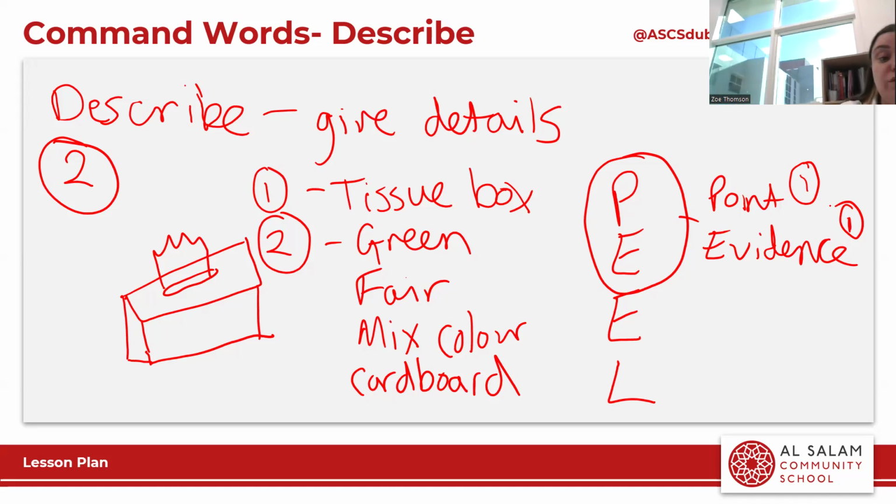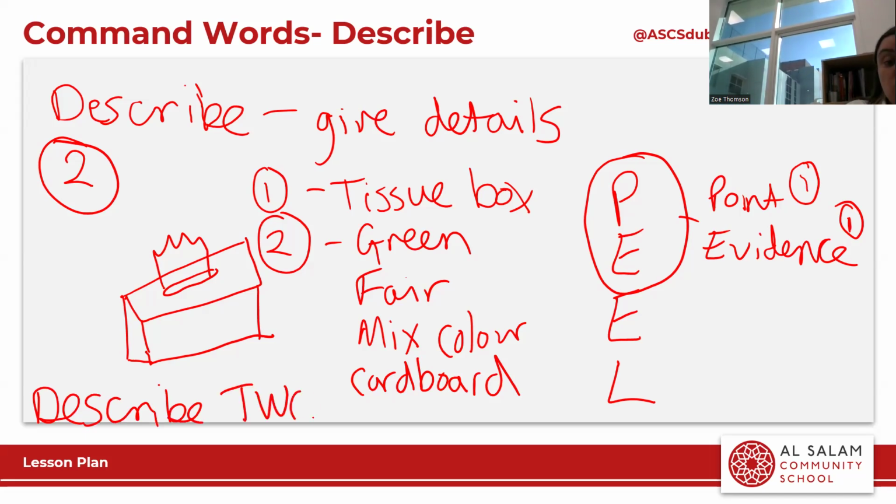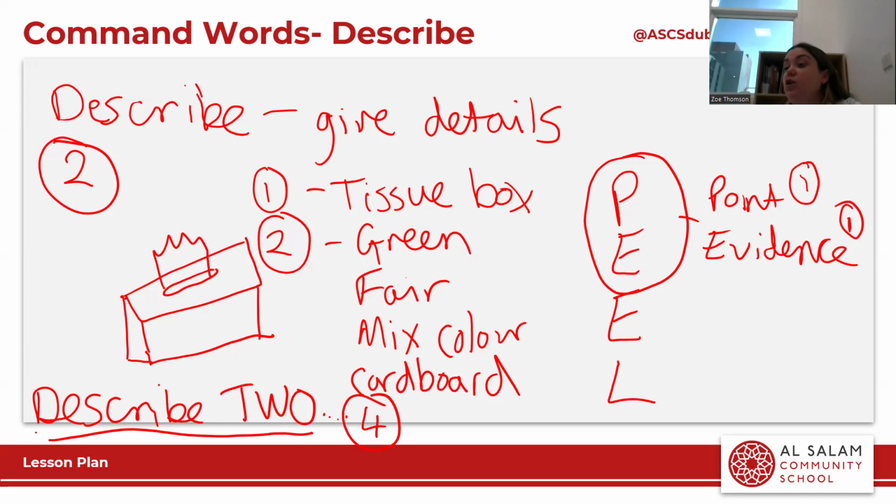But if I said to you, for example, describe 2 reasons, how many marks would that question be out of? 4. Fantastic. Okay, and that is what you will have in your assessment. You are given a question and it's asking you to describe 2 reasons. And you have to think of your PEEL chain. You're doing point, evidence, point, evidence. That's all you're going to do.